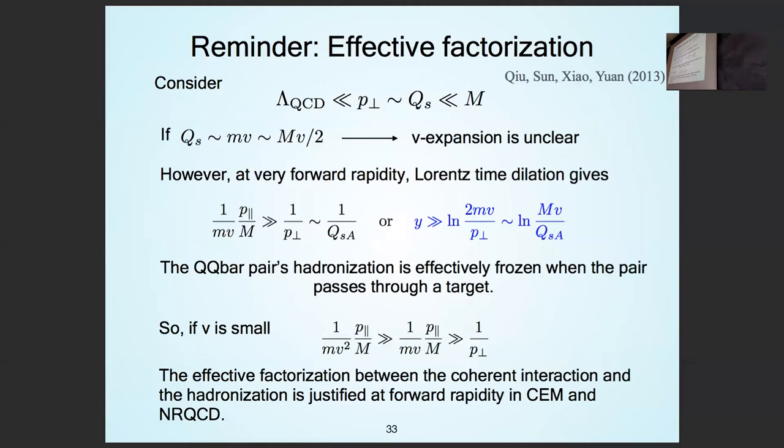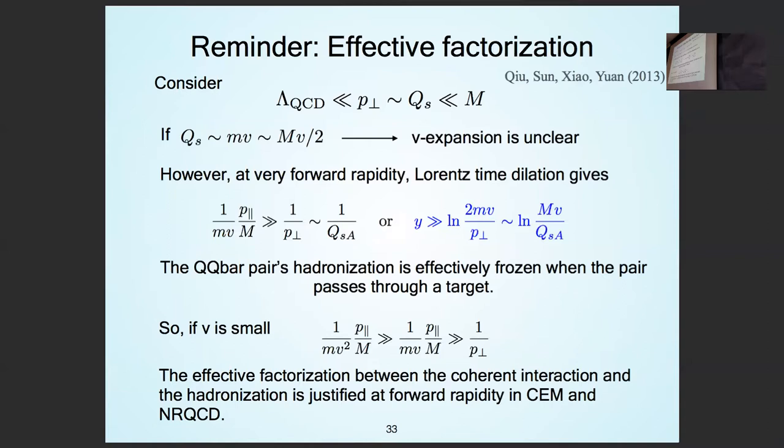From the CGC perspective, the transverse momentum of Upsilon is responsible for the saturation scale. Right? So the saturation scale is responsible for the transverse momentum of Upsilon. But if this saturation scale is comparable to MV, the heavy quark mass times quark velocity, then this velocity expansion is unclear.